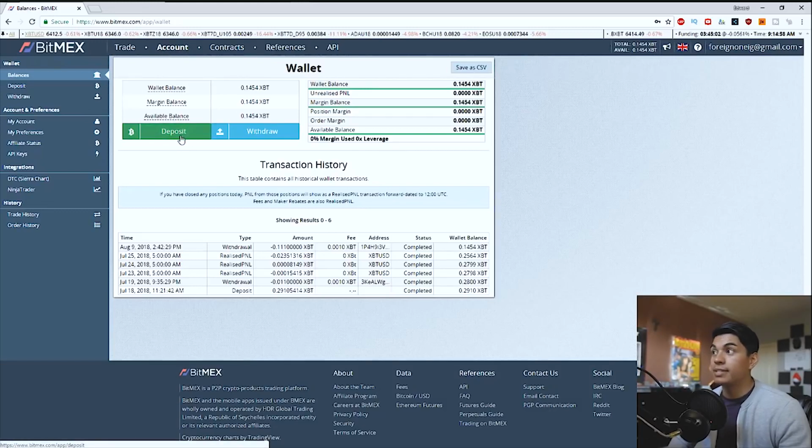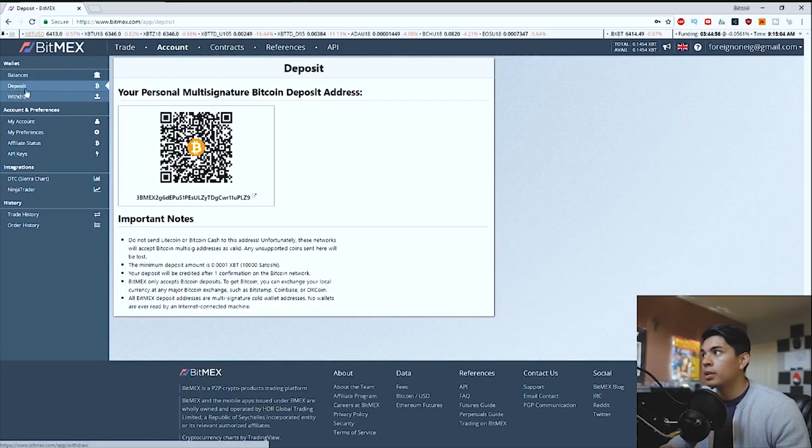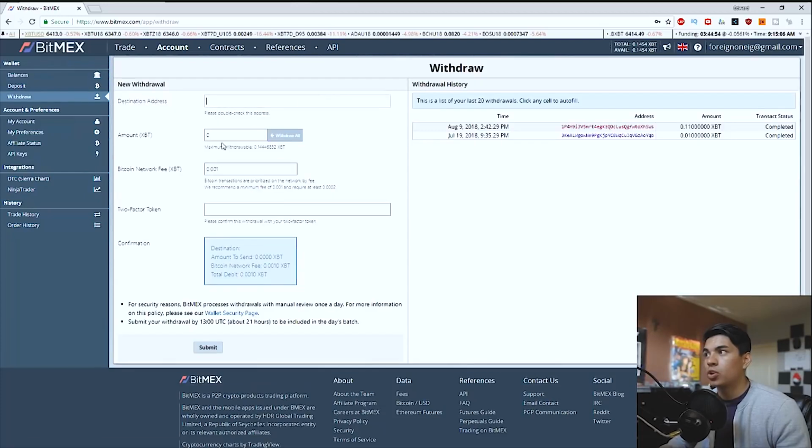On the accounts tab, this is where you can deposit and withdraw Bitcoin. Of course, this is the deposits tab. And then if you go back to the balances, you can withdraw here. One thing to note when you're withdrawing from Bitmex: Bitmex only withdraws Bitcoin once a day.